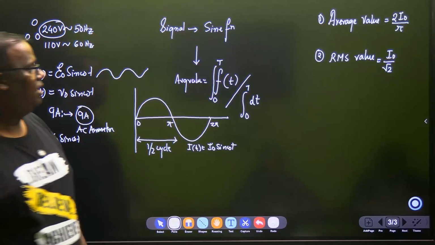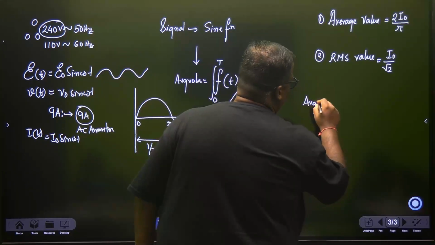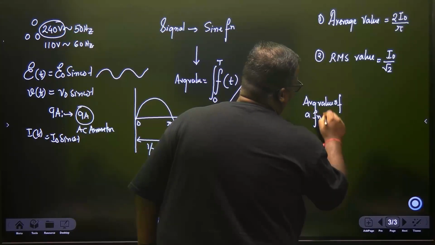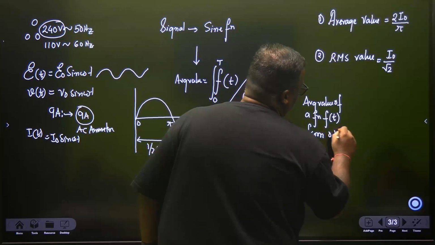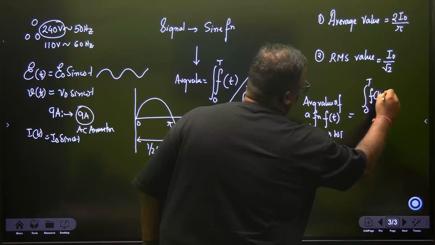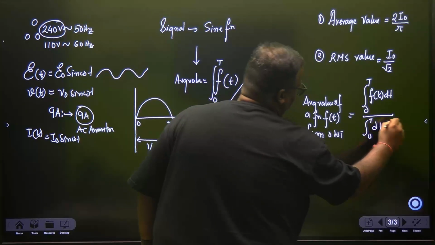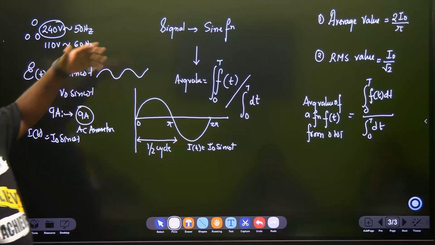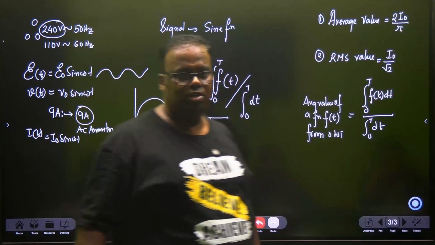Clear? So suppose you want to find out the average value of a function f of t from 0 to t. The formula is given by the integral from 0 to t of f of t dt, divided by the integral from 0 to t of dt. This is the formula. And we will now use the same formula to find out the average value of our current. What is the average value of current? 2 I naught by pi.